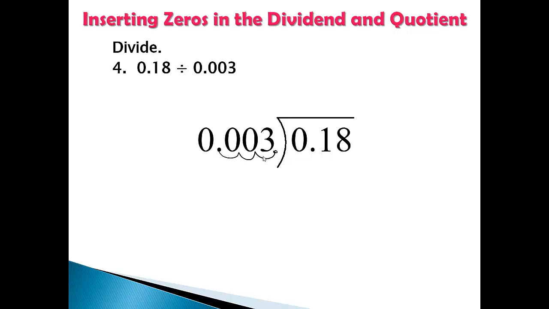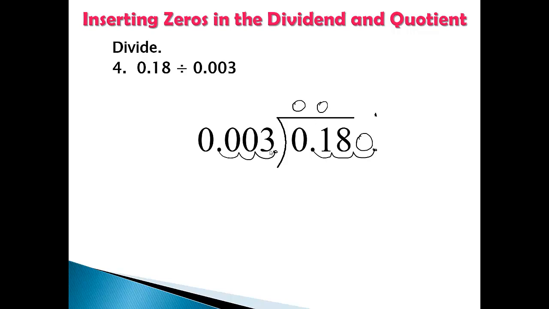Since we multiplied 3 thousandths by 1,000, we also need to multiply 18 hundredths by 1,000. So we'll also move this decimal 3 places to the right. 1, 2, 3. We need to insert our 0 before we can divide. Now that we've converted our problem, we need to bring our decimal straight up for our answer. 3 cannot go into 0, so we'll put a 0. 3 cannot go into 1, so we'll also put another 0.